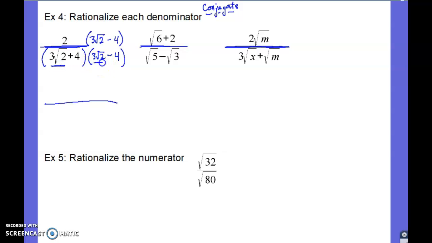So if we multiply and we FOIL this out, 3 root 2 times 3 root 2, 3 times 3 is 9, root 2 times root 2 is the square root of 4, which is 2. So 9 times 2 gives me 18. Now, the reason why you have to change the sign is because the outside term is negative 12 root 2, and the inside term is positive 12 root 2. So those radicals cancel out as well.